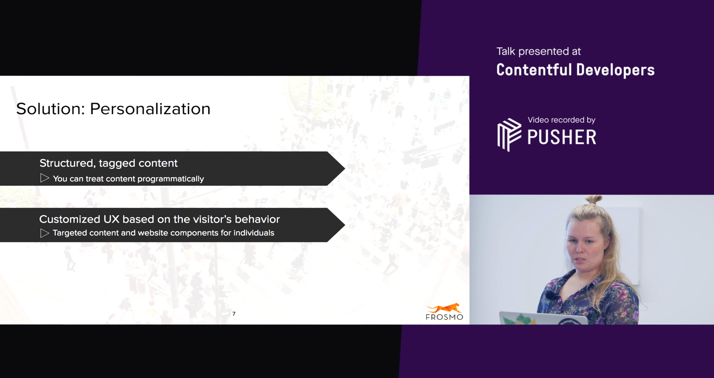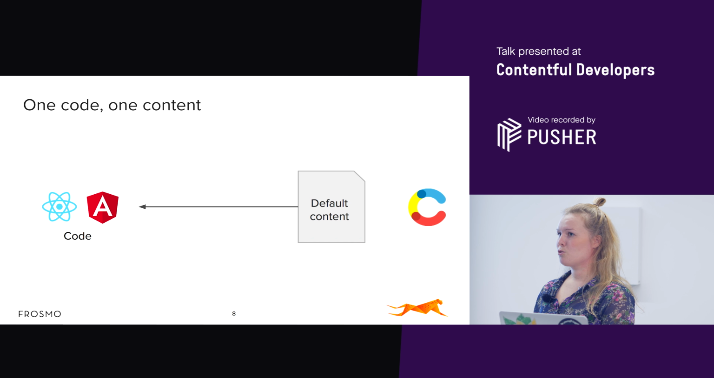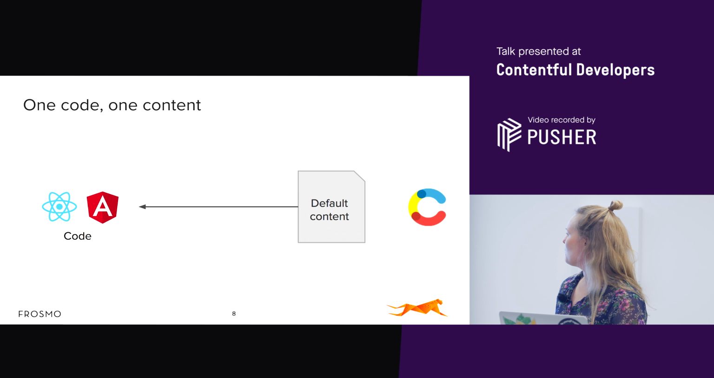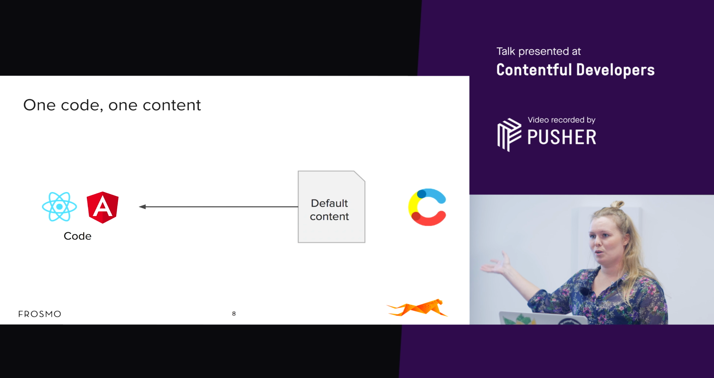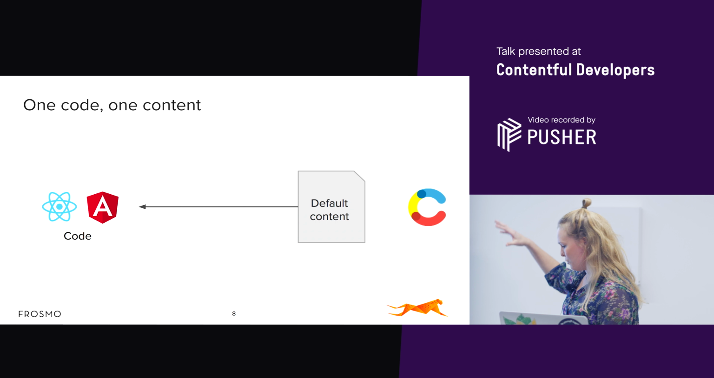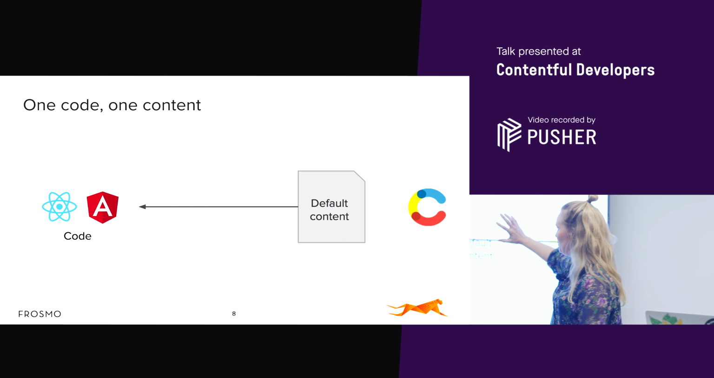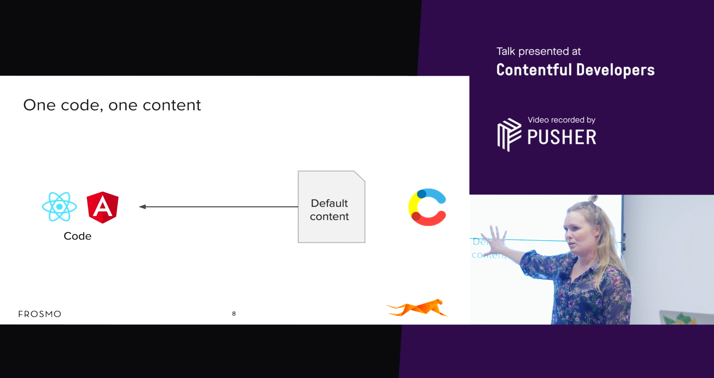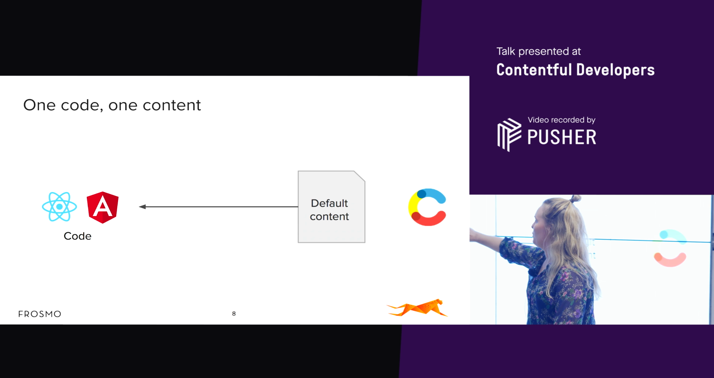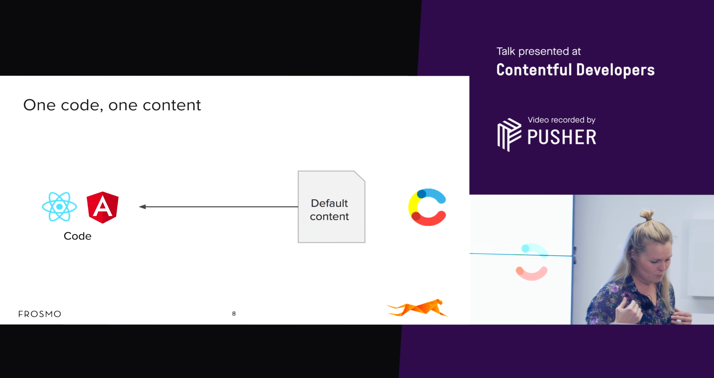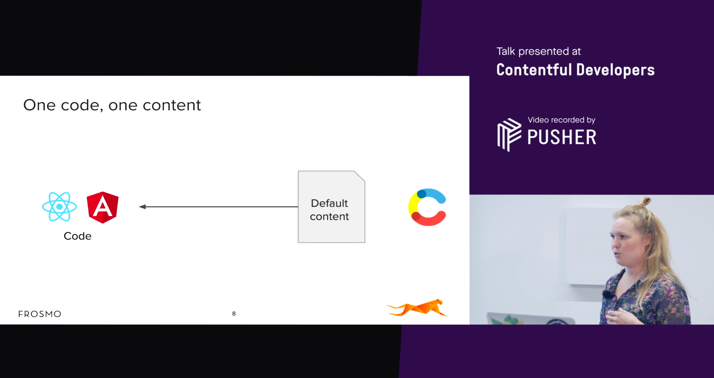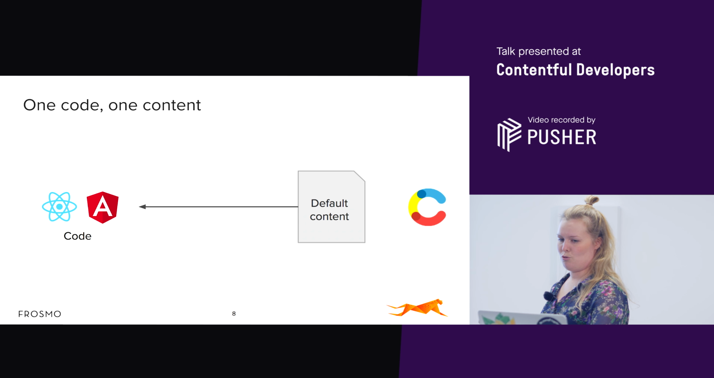Because I'm a teacher, I like to show things in a simple manner. So this is one code, one content, one solution fits all. You have your content model, all your default content that goes to everyone on the website. You have your front-end code. You combine those. But if you want to personalize, you need to do something else.